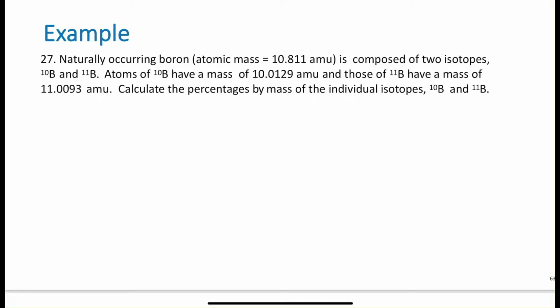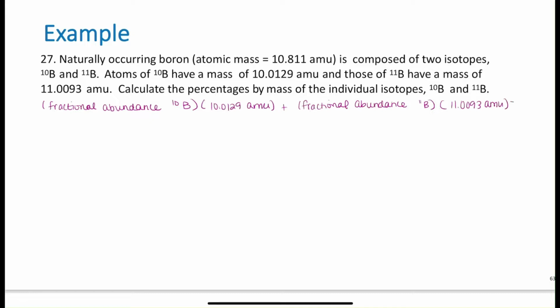So how do you go about this? Well, we have to work backwards. We've got 2 unknowns. We don't really quite have 2 equations, though. Think about what we need. We know that the fractional abundance of boron 10 times 10.0129 AMU plus the fractional abundance of boron 11 times 11.0093 AMU equals 10.81 AMU. So I know that.